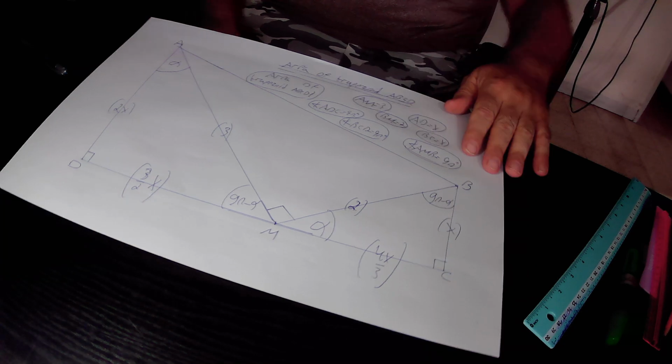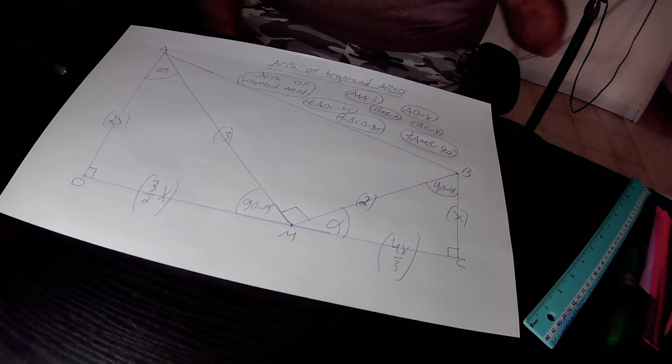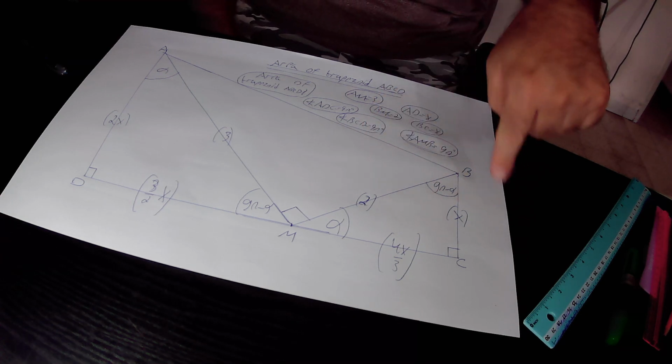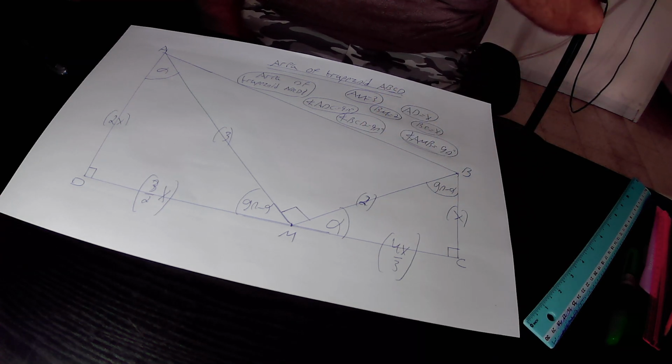So in the next step, we implement the Pythagorean theorem on this right triangle BMC.